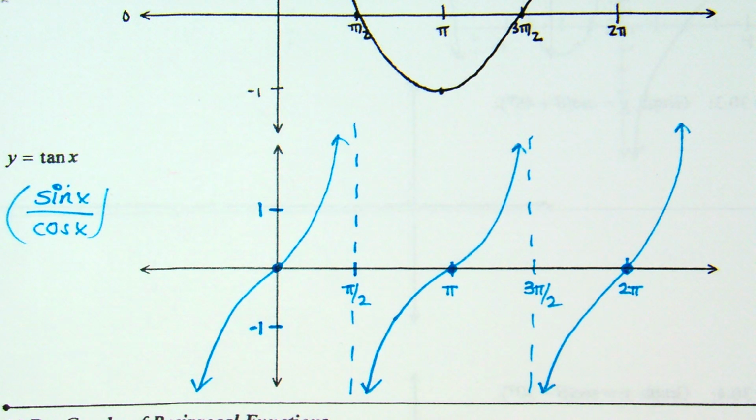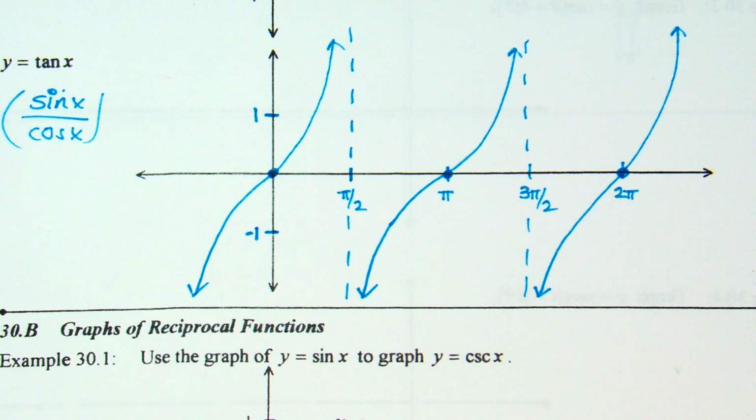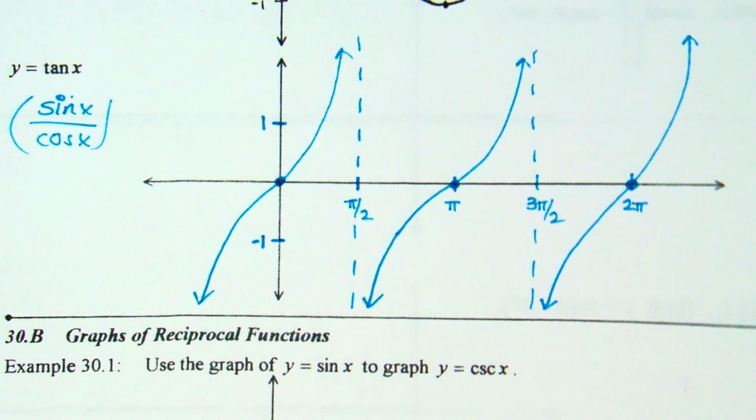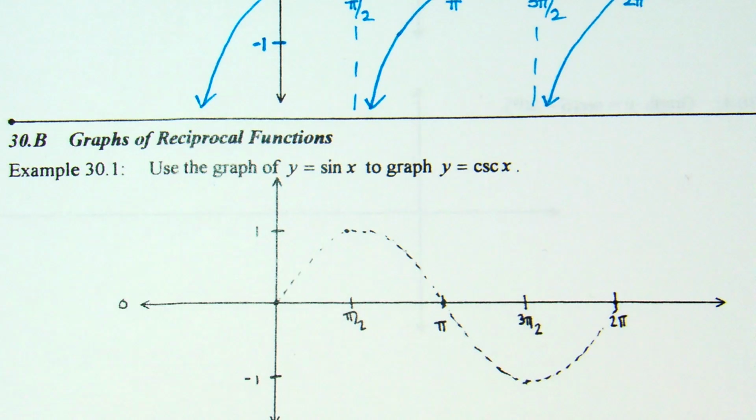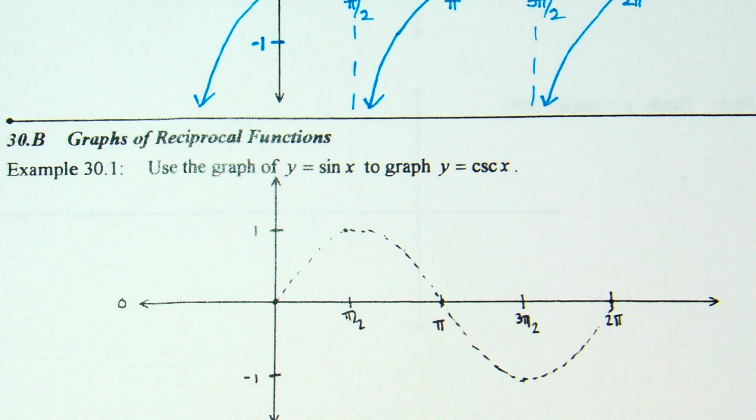Okay, moving along then to the bottom one. Do you guys remember anything about how cosecant works? Use the graph of sine x to graph y equals cosecant x. What do you guys mean? Flip it.